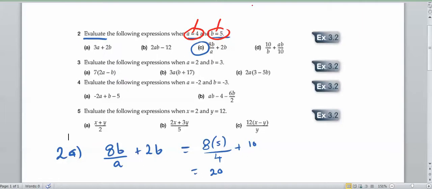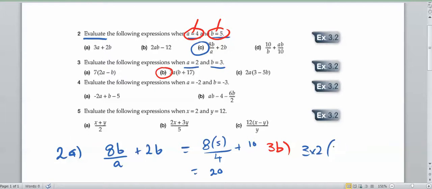Calculate the following expressions when A is equal to 2 and B is equal to 3. I'm going to do 3B. Okay, so how do we go ahead and do that? Well, let's sub in what A and B is. This time A is equal to 2 and B is equal to 3. So 3 times 2.